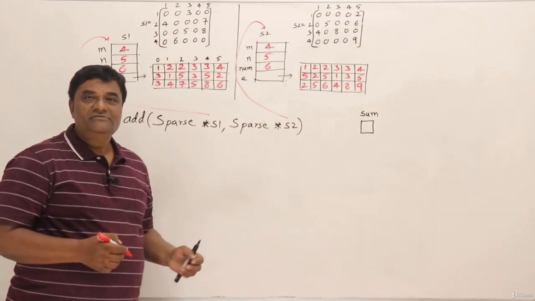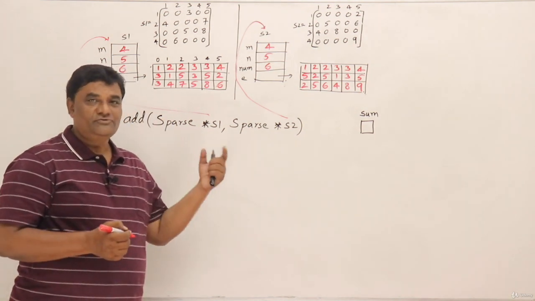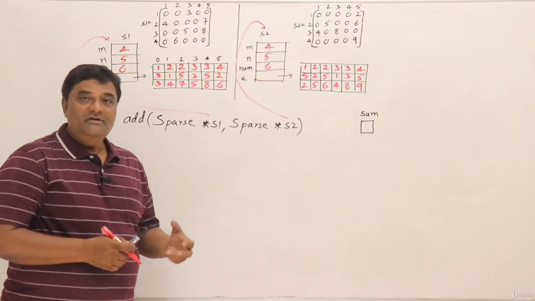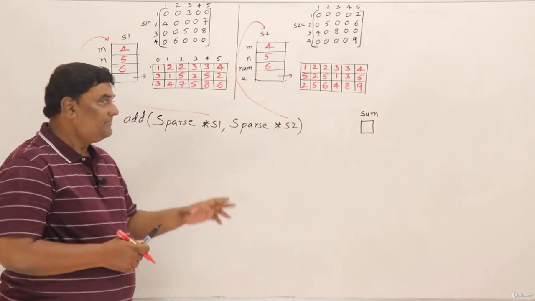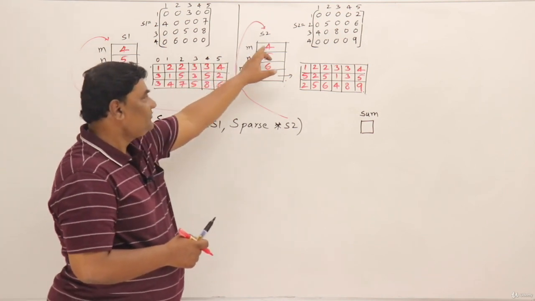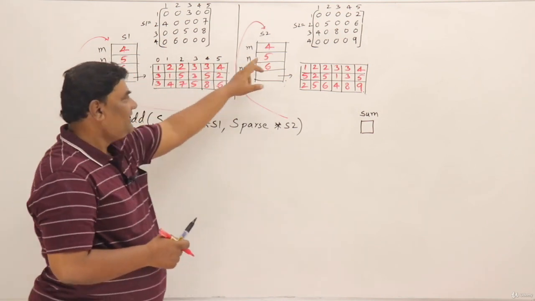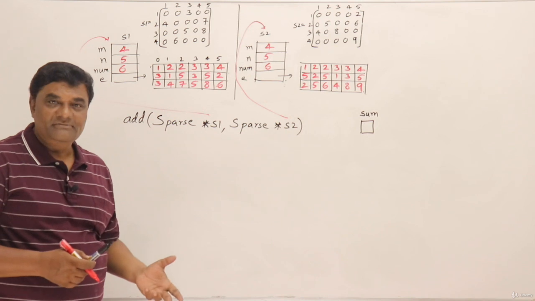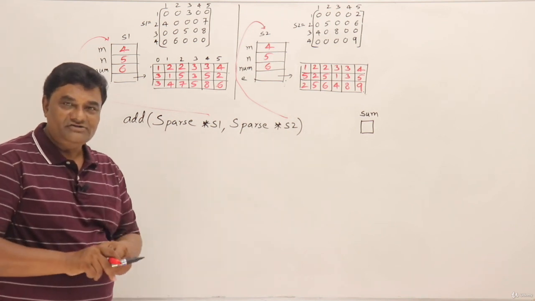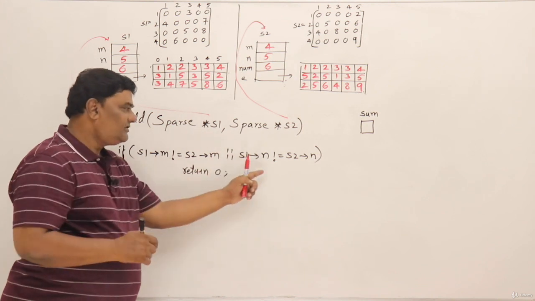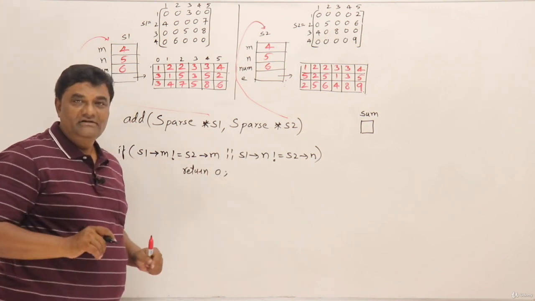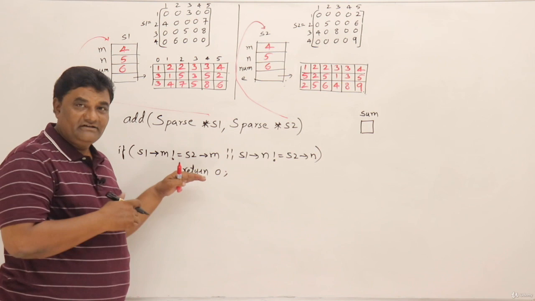So inside the function, first of all, let us check whether these two matrices can be added or not. Whether they can be added or not, we can know it by comparing their dimensions. The number of rows, that is 4 and 4, should be same, and number of columns 5 and 5, means their dimensions must be same. So let us write on that first condition.